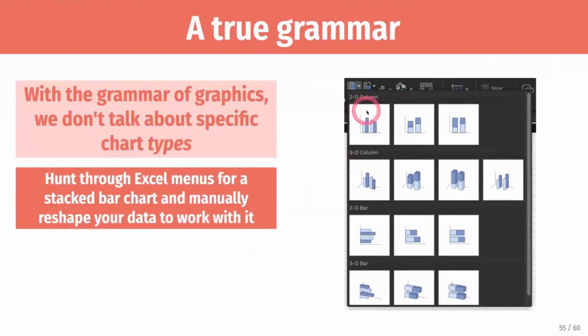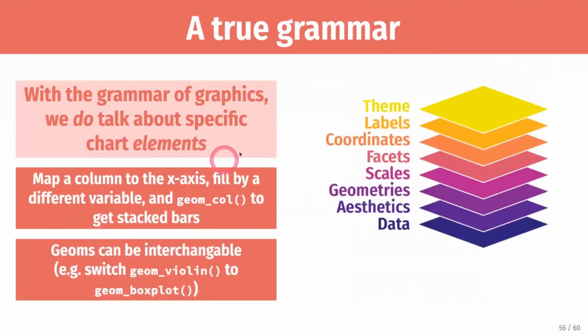In Excel, you get this menu here and you have to scroll through and figure out the exact plot that you want. And these are called chart types. But we're not talking about chart types here. With the grammar of graphics, we actually talk about the elements of the chart. And so what you can do is you can describe an entire graph just using this language and you know what it should look like.